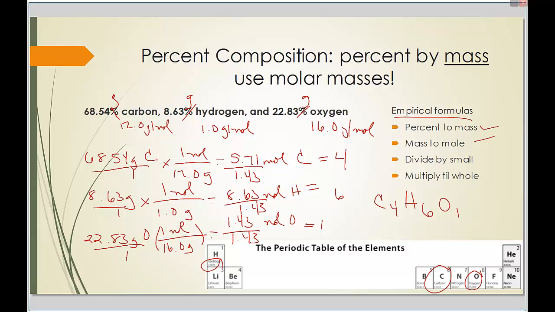Now it's very possible that you don't actually get nice whole numbers like this one did. If it's close, like 3.99 or 6.01, go ahead and round it off to the whole number. If it's more like a half, like if you get 2.5 rather than 3 or 2, you're going to want to multiply it by the reciprocal. So 1.5 is 1/2. So you multiply everything by 2.